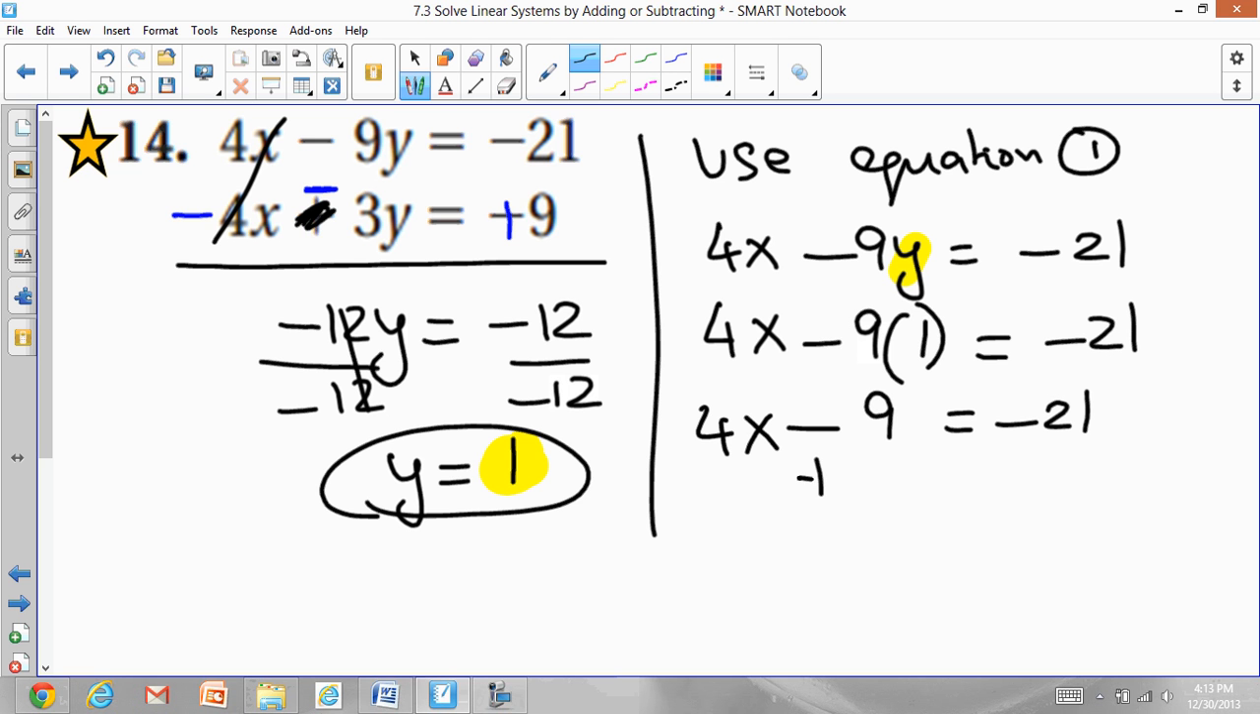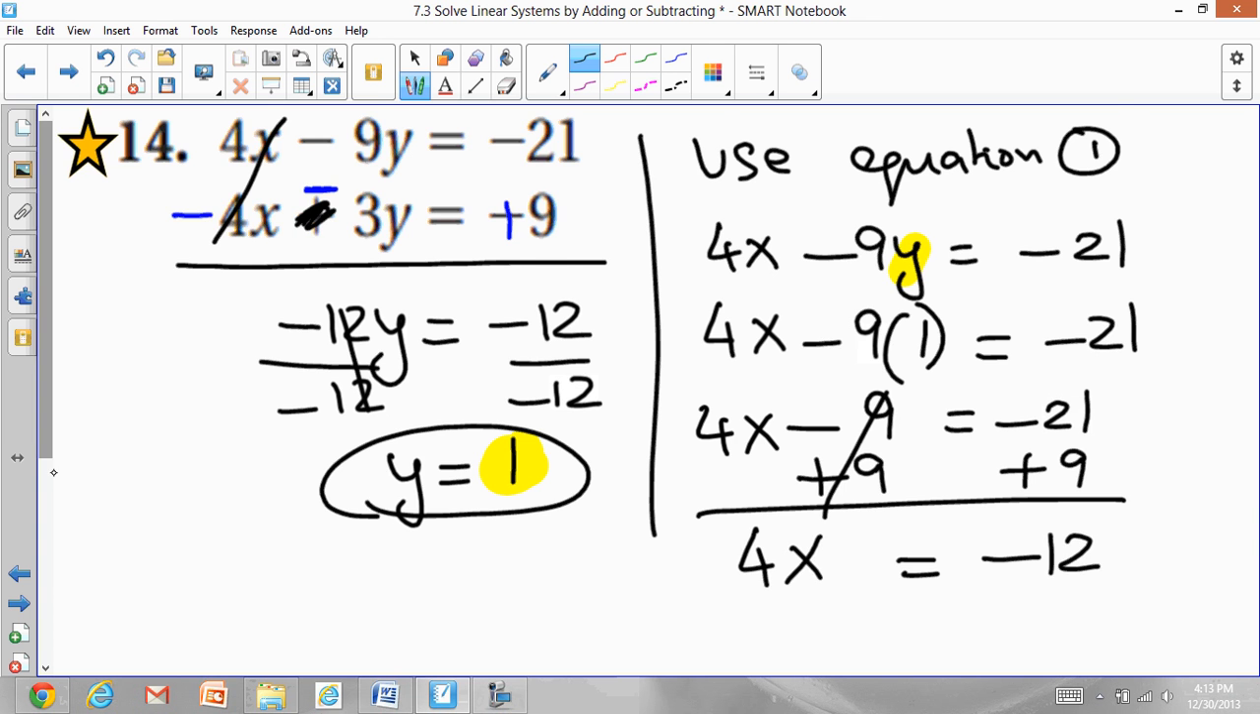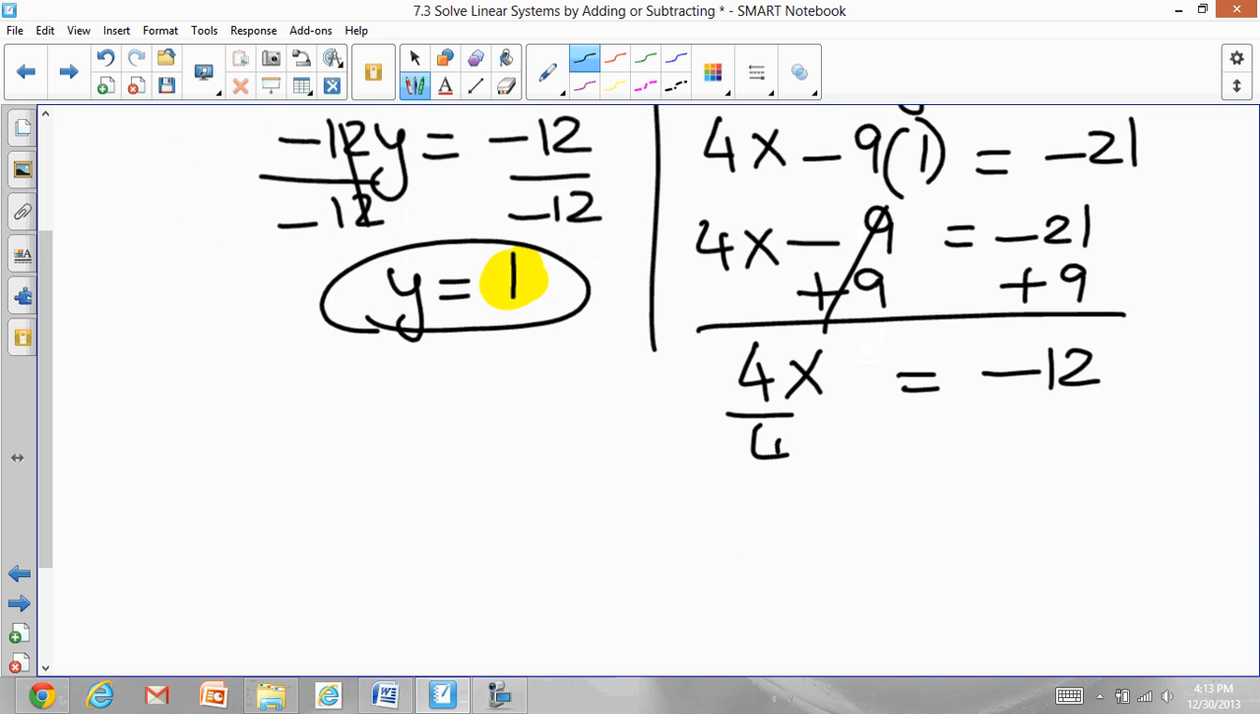This is your two-step equation, plus 9 on both sides. So you get 4x equals negative 12. Divide by 4 on both sides. You get x equals negative 3.